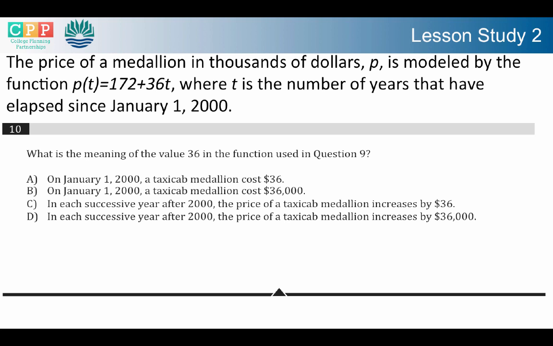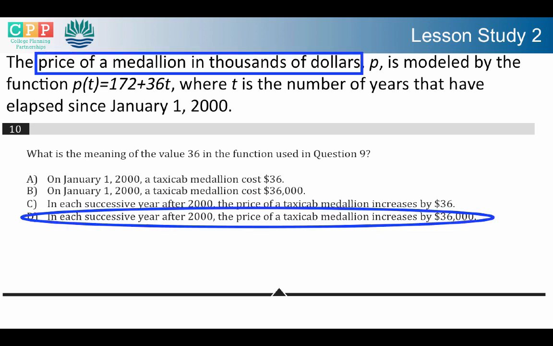So the slope is increasing every year since 2000. So each year it's going to increase $36,000, which means that is D. Remember, this is in thousands of dollars. So answer C is just $36. Answer D is the 36,000. So we have to make sure that you read every word and you highlight the thousands of dollars. That is the key to get answer D.